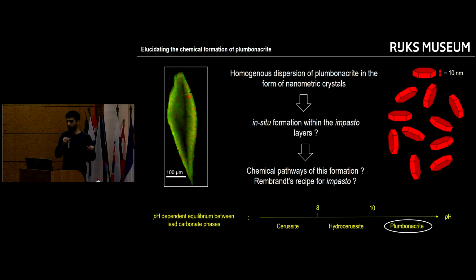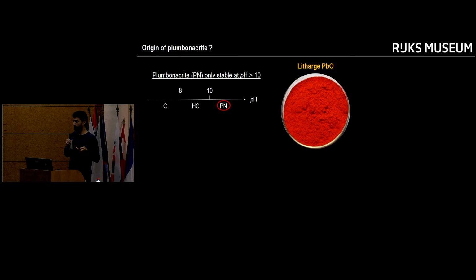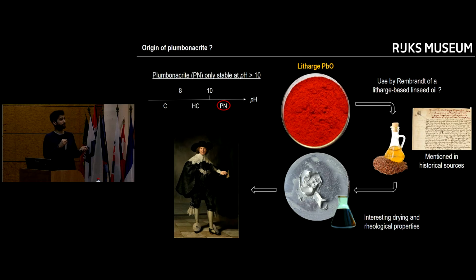Okay, so we had a lot of clues, basically: this homogeneous distribution of plomonacrite in the form of nanometric crystals. So we thought, well, maybe this is connected to in situ formation within the impasto layer. And now the question that we had was, can we retrieve the chemical pathways of this formation? The main clue that we had is that plomonacrite is a metastable phase only existing at a pH greater than 10. So it's only stable in alkaline conditions. So from this, we were able to say that perhaps a hypothesis would be that Rembrandt used some litharge-based oil. We know that this type of oil was mentioned in historical sources, so it's entirely possible that Rembrandt did use this type of oil.